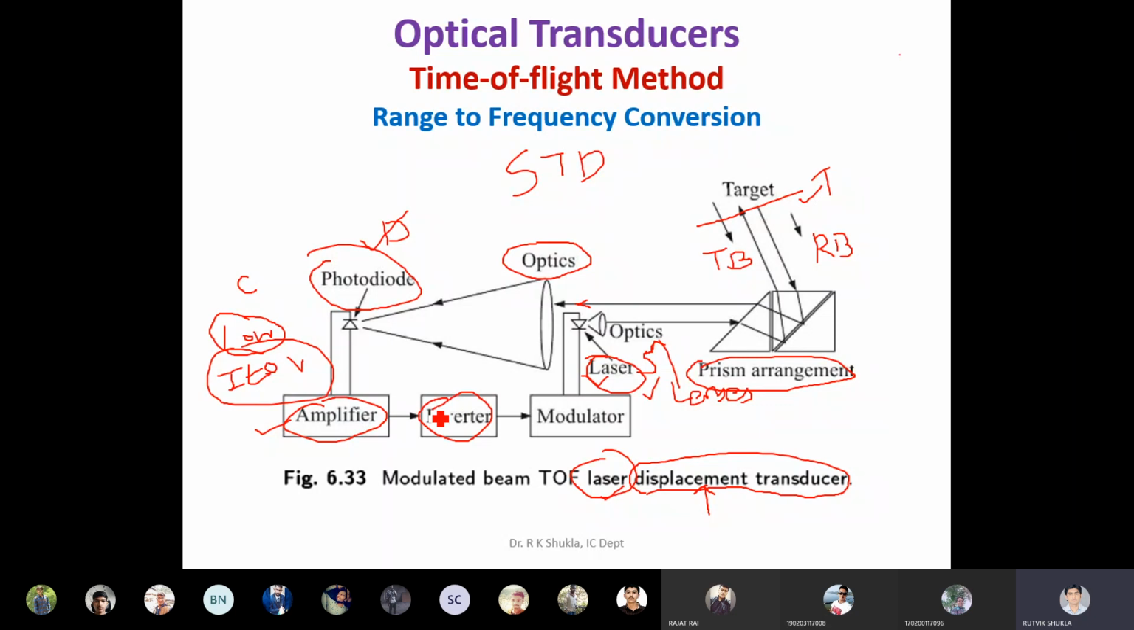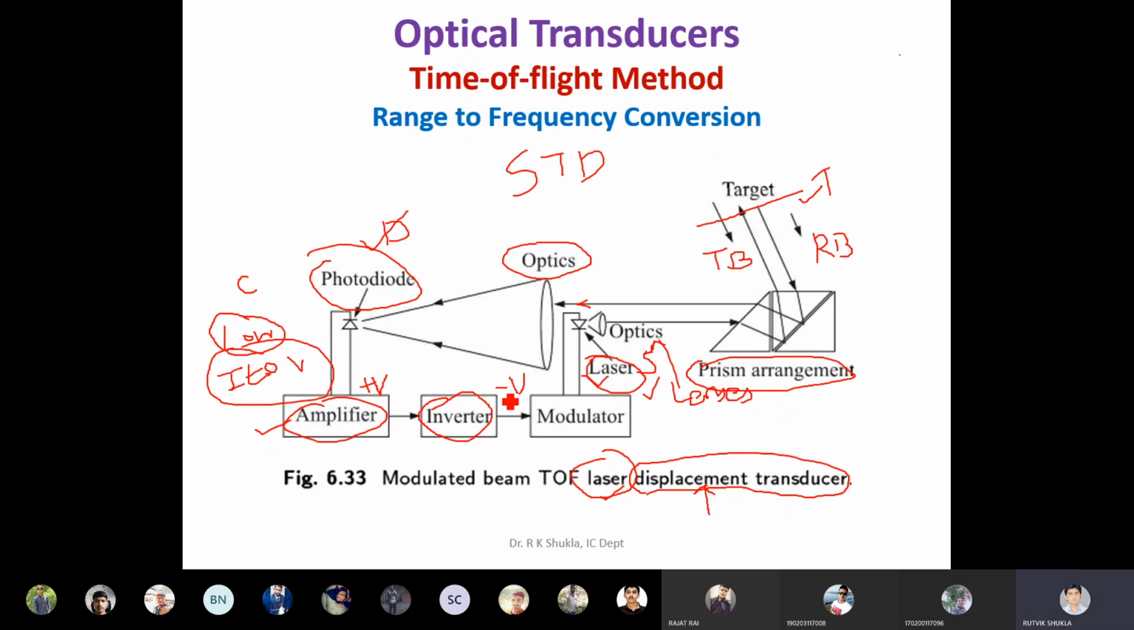Then it goes to the inverter. Suppose whatever is coming from here is converted into V. I'll write V over here. Now it goes to the inverter. So what happens? That output now becomes minus V. The inverter just inverts the polarity, so from positive it becomes negative.